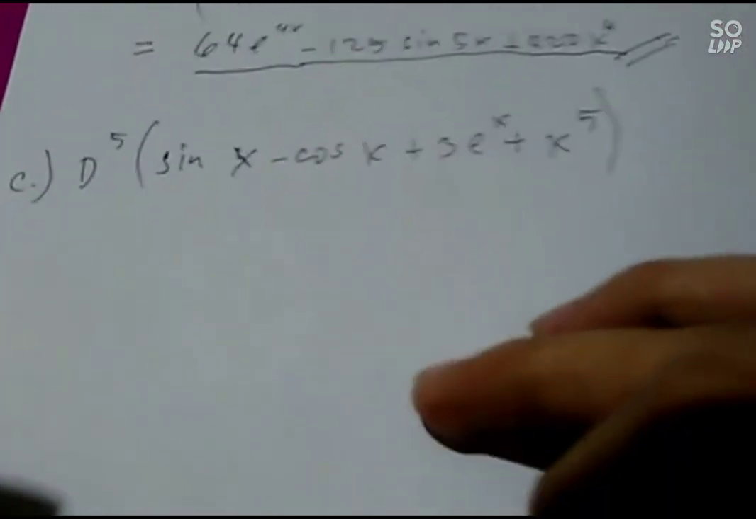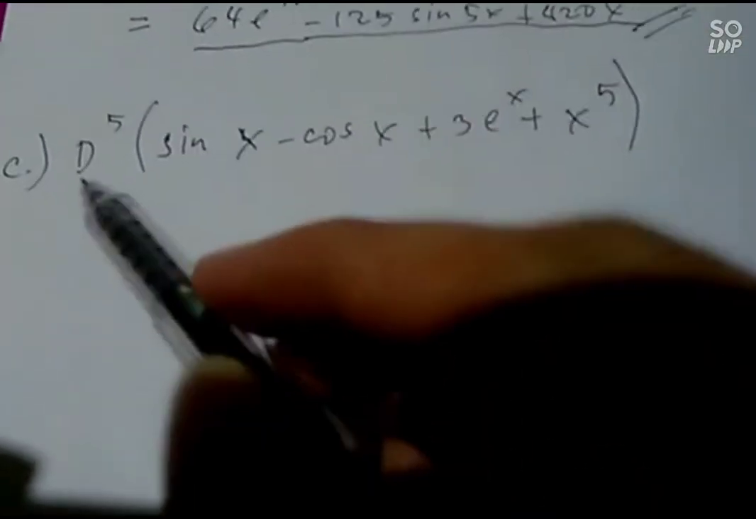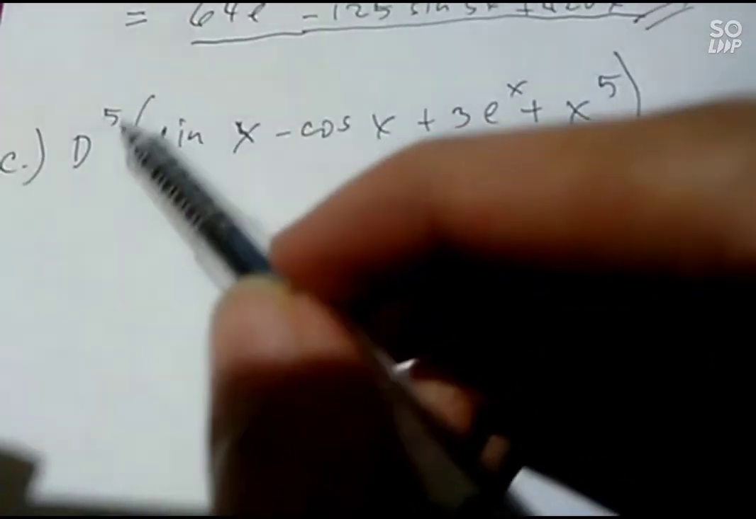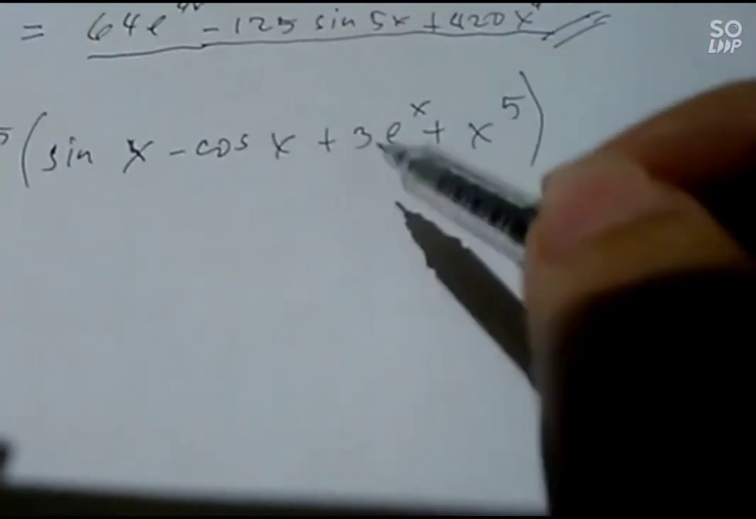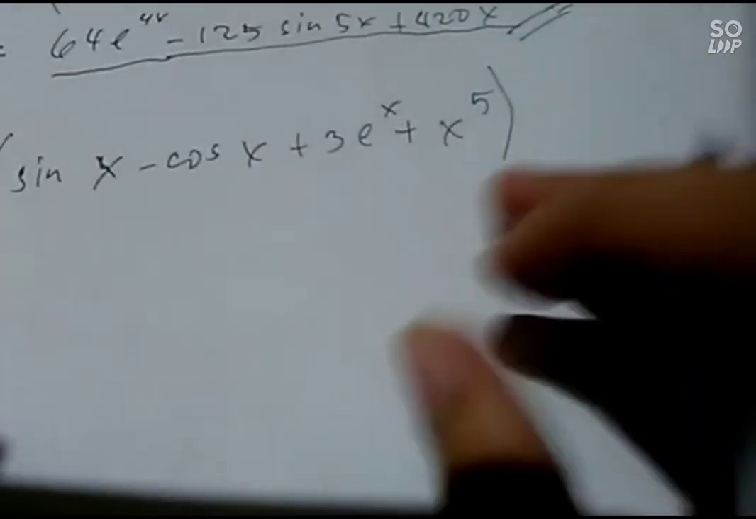So let's have the last example, d raised to 5. So we see that we have 5 steps to solve this derivative given the value. So d to the 5th of sine of x minus cosine x plus 3e raised to x plus x raised to 5.